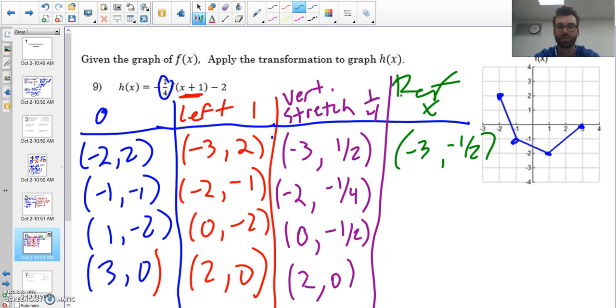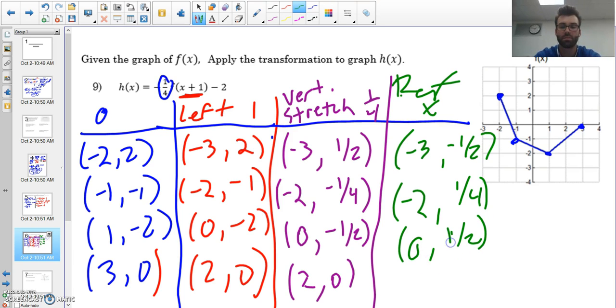All we're doing when we reflect over the x-axis, remember, is changing our y's. We're flipping the signs of our y's. We're taking the opposite of every single y value. That's a 1/2, and then 2, 0.